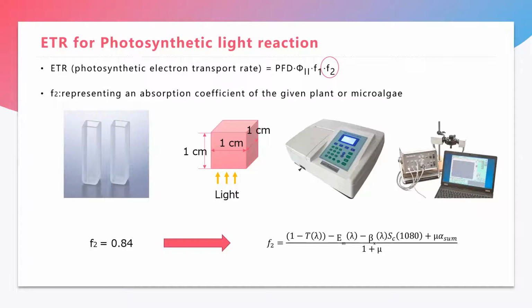So that is the basic measuring unit of chlorophyll fluorescence meter, and the ultraviolet spectral photometer. So it can be easily calculated and measured.